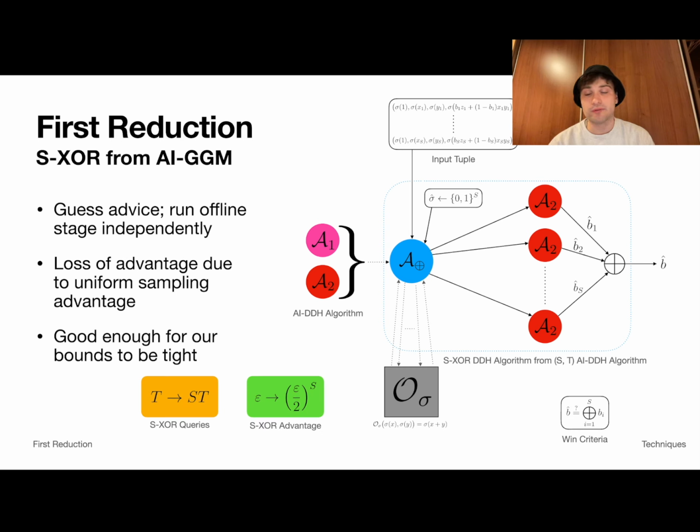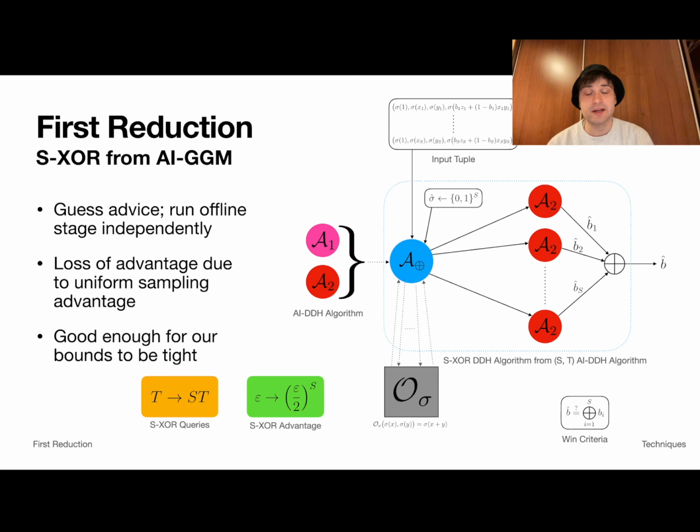Now, if we look at the number of queries as well as the advantage of this algorithm, we'll notice that while the original algorithm made T queries, because the new algorithm needs to run the original online algorithm S times, it's going to make ST queries. Similarly, for the advantage, because we need to guess the advice string, there's going to be a 2 to the S loss on the original advantage. However, importantly, if we guess the proper advice string, we will still achieve the epsilon advantage of A2 on each of the instances, thus giving us this epsilon to the S advantage.